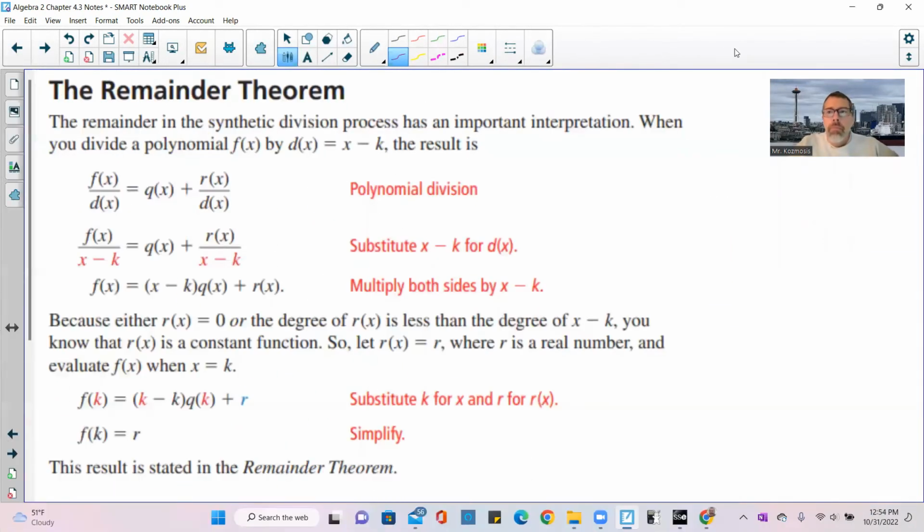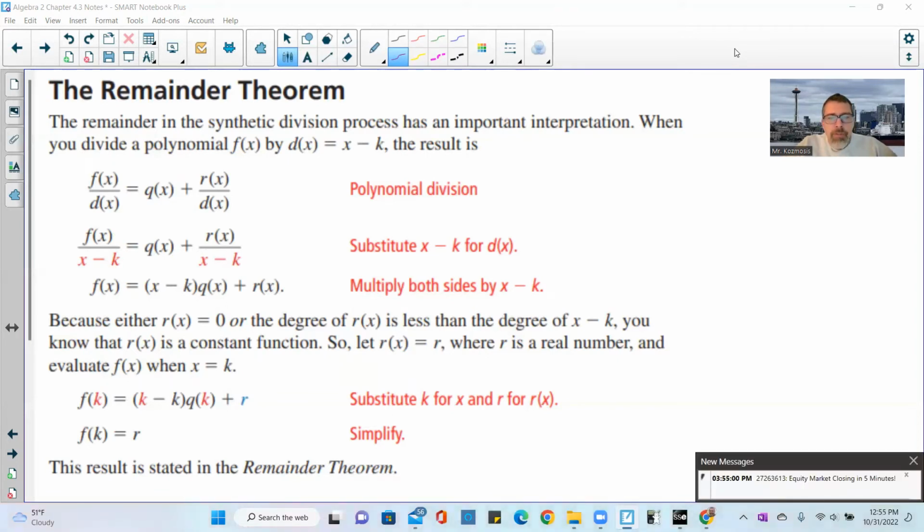Okay, the remainder theorem. The remainder in the synthetic division process has an important interpretation. When you divide a polynomial f of x by d of x, which equals x minus k, the result is f of x divided by d of x equals q of x plus r of x over d of x. That's polynomial division. If we substitute x minus k in for d of x, we get f of x divided by x minus k equals q of x plus r of x divided by x minus k. Okay, following me?